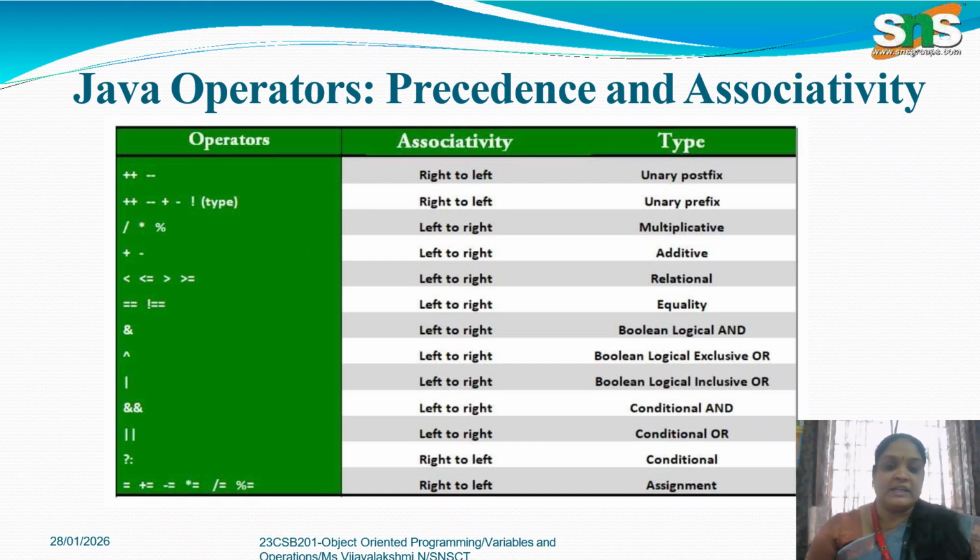Associativity is, given an expression, how that expression can be solved, whether from left to right or from right to left. If you take unary operators, that is increment and decrement, they go from right to left, and unary prefix and postfix both have the same associativity. Multiplication is left to right. Addition is also left to right. Relational is left to right. Equality is left to right. And Boolean and logical, exclusive or, inclusive or, conditional and, conditional or, all of these are left to right.